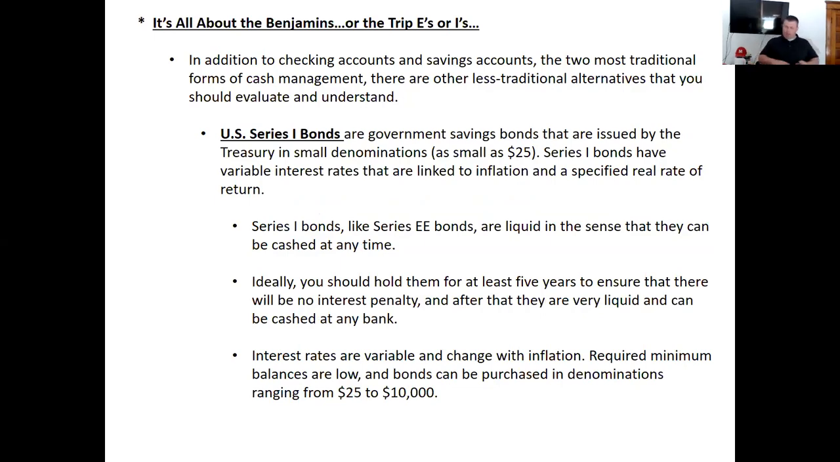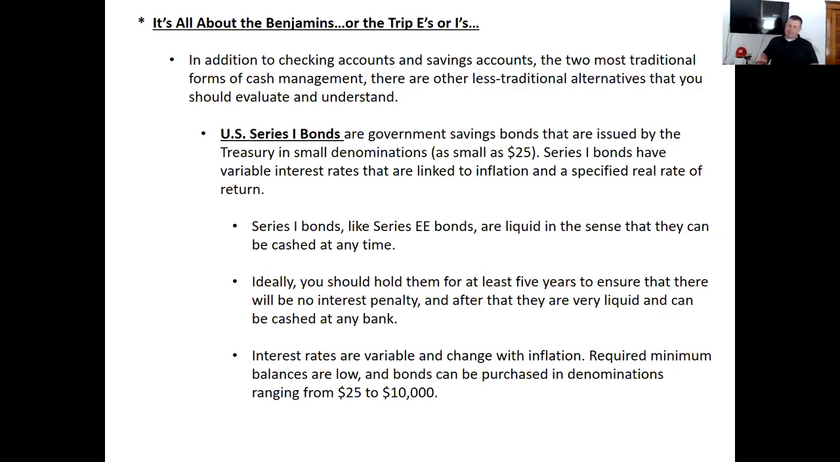I bonds are pretty much similar, except that they're not for educational purposes. They're usually to help stay up with inflation. Matter of fact, that's what the I in I bond stands for, inflation. They're government savings bonds that are issued by the Treasury in denominations as small as $25. And Series I bonds have variable interest rates that are linked to the inflationary rate and a specified real rate of return linked to that.